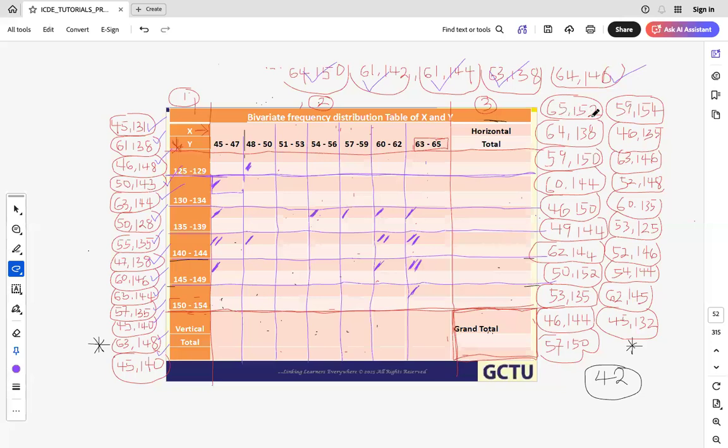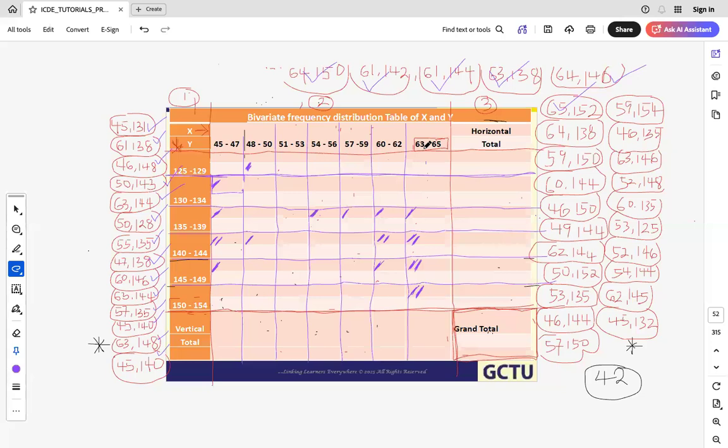65, 152. 65 is in this column. So we look for 152 by descending down. We land in this cell for the second time as our second tally in this box. This is done. 64, against 138. 64 is in this block.